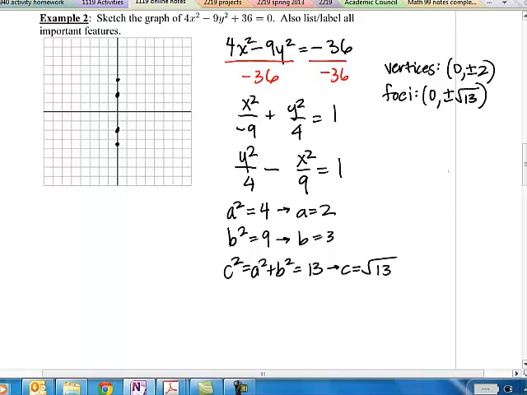And then, let's see, using b, we can create that central box. So b was 3, so I want to go on the x-axis, 3 left and right. Create this central box and then connect the corners to create the asymptotes. So it looks like the slope for the asymptotes is going to be 2/3 and negative 2/3.